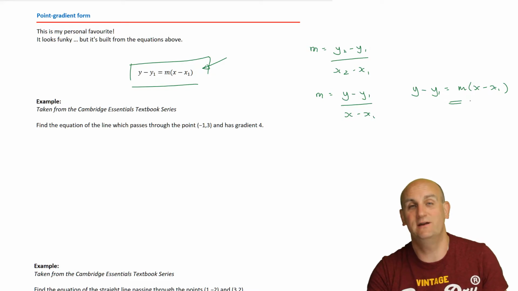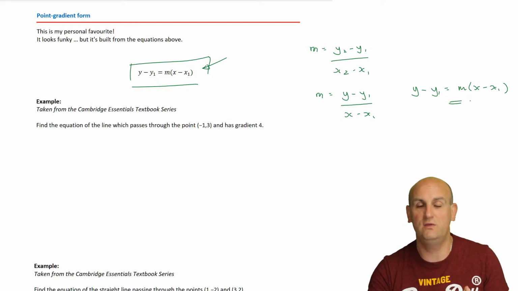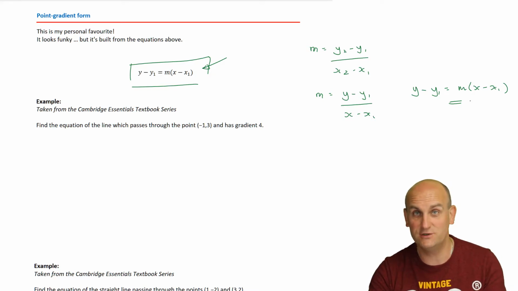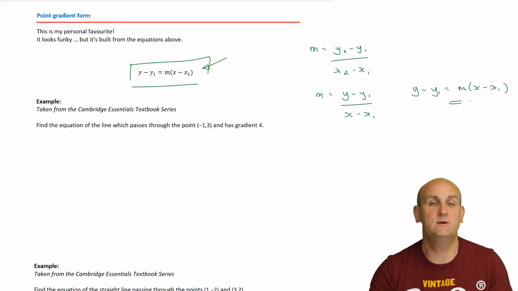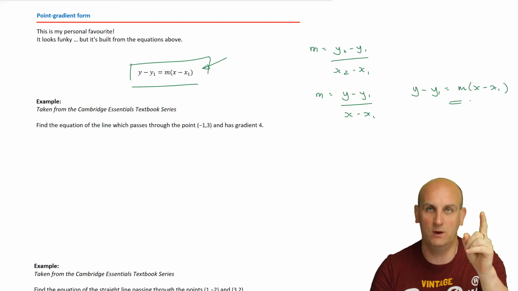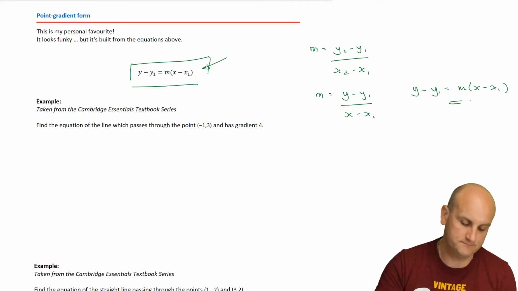And again, I'm just going to reiterate, this equation is awesome because the only thing you need to know to be able to get an equation of a straight line from this equation is one gradient and one coordinate. Now the question might give you 17 coordinates, doesn't matter, I only need one gradient and one coordinate.